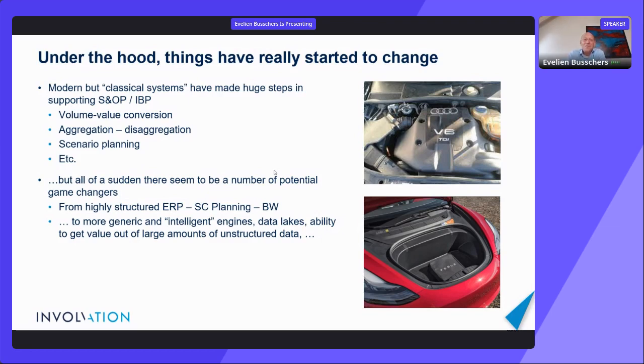My mental picture is that you move from highly structured ERP systems, algorithms that do supply chain planning, a structured business warehouse, to more generic intelligent engines that take lots and lots of data, structured and sometimes unstructured, and are able to create value from the data in quite a different way than the traditional systems tend to do. We're not going to go into what it exactly means, but I think it's important to mention that this world is really changing, and a number of the vendors present today are going to prove this point much better than I can in this short presentation.